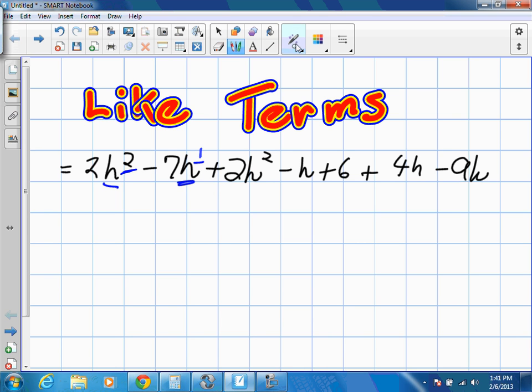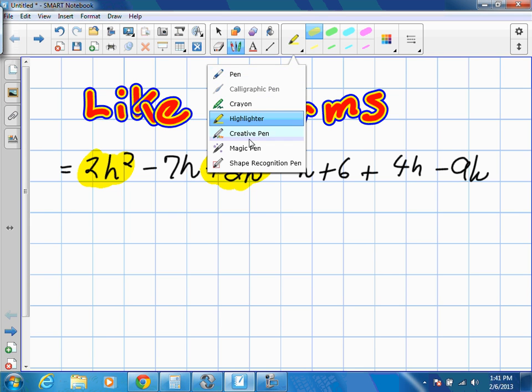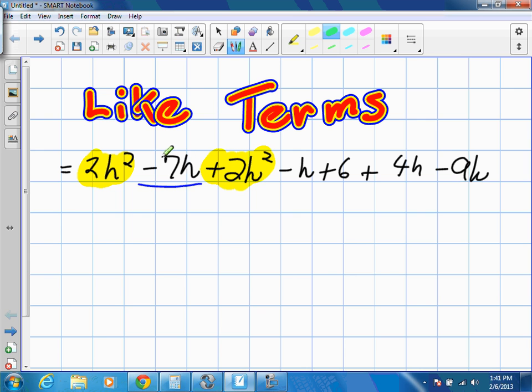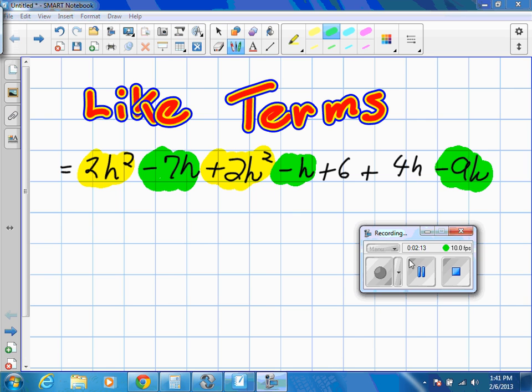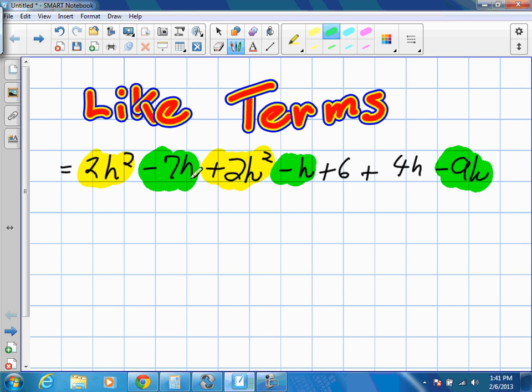So what would be a like term to 2h squared? 2h squared. That's right. We have 2h squared, and then we have positive 2h squared. Both of those are like terms. Let's go to our next one. Negative 7h. What would be a like term to negative 7h? Negative 9h and negative h. That's right. What's the coefficient in front of that h? Negative 1. Make sure you have that in mind. And we've also missed positive 4h. All 4 of these are like terms.